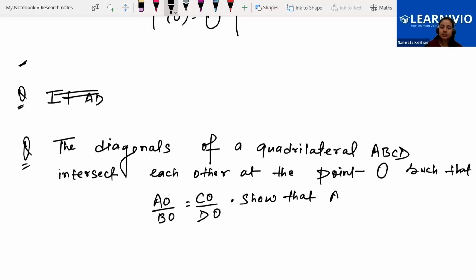ABCD is a trapezium. In the previous question, it was given already that we are having a trapezium, and this is what we have proved. Here it is already given that AO by BO is equal to CO by DO, and we are supposed to prove that ABCD is a trapezium.